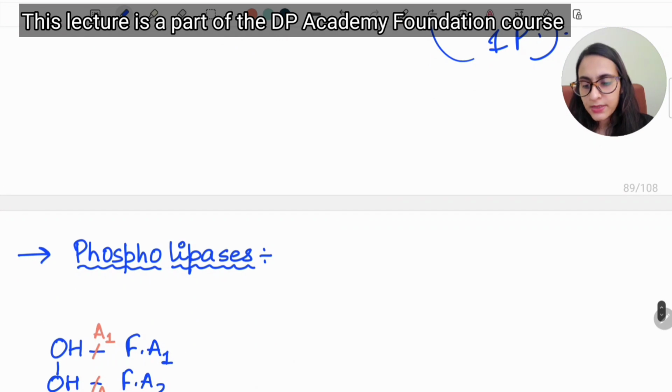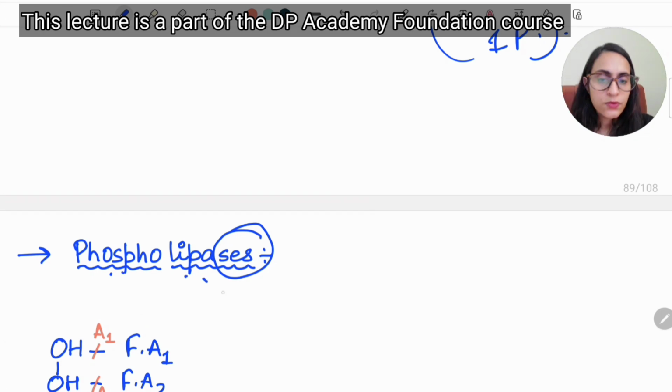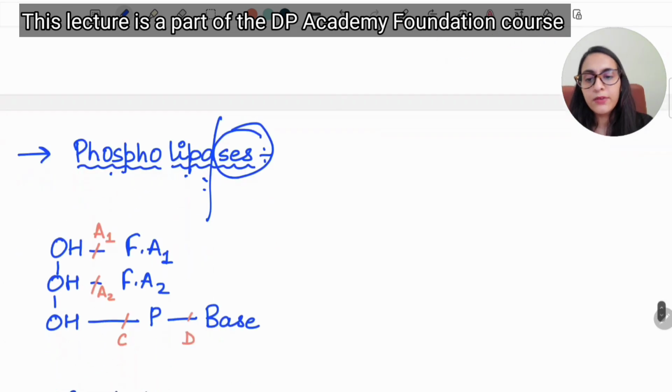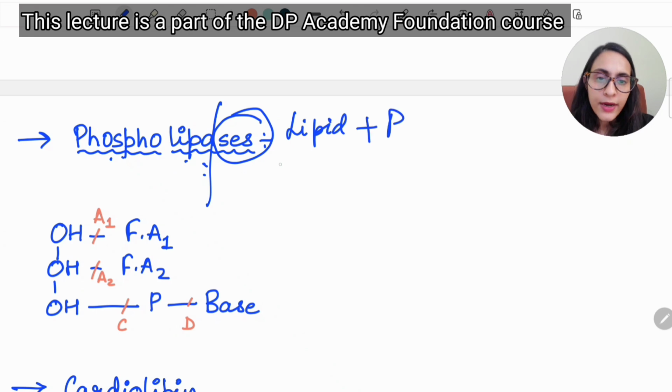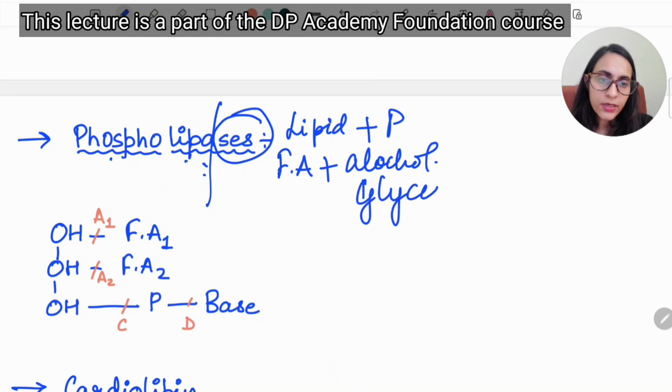Now coming to phospholipases. These are the enzymes that break the phospholipid, as the name suggests. So you have to draw a structure of a phospholipid. In the phospholipid, it is lipid plus a phosphate group, and in a lipid, we have fatty acids plus alcohol. In the alcohol part, we have 1 glycerol.